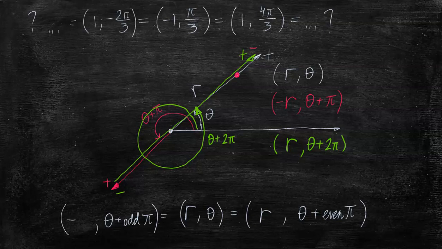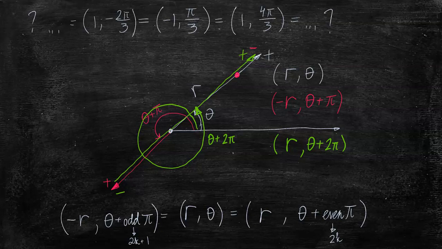So when that happens, you would just have to throw a negative in front of r, and that's the rule. Formally, we can express any even number as 2k, and any odd number we can express as 2k plus 1.